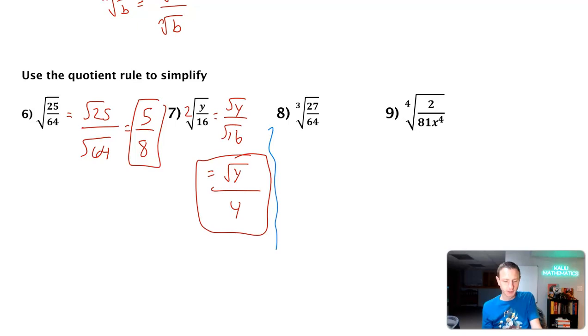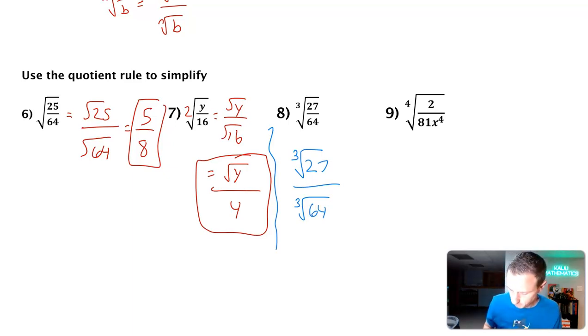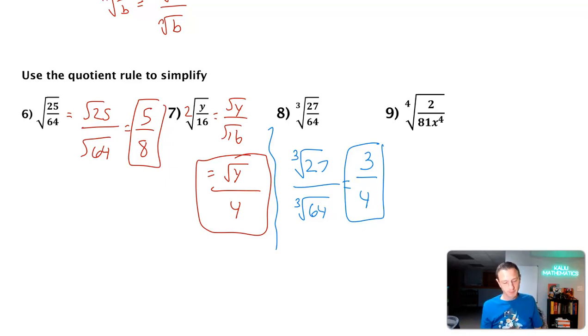Number 8, cube root of 27 over 64. They're both underneath the cube root, so I could rewrite this as the cube root of 27 over the cube root of 64. So on top, the cube root of 27 is 3, because 3 times 3 times 3 is 27. Cube root of 64 is 4, because 4 times 4 times 4 is 64. So we get 3 over 4 for that one.